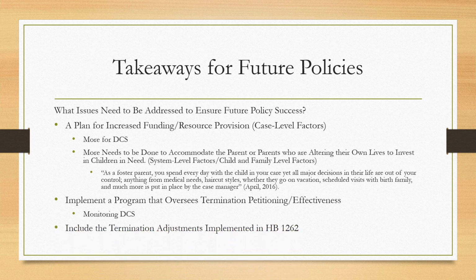And then lastly, future policies should include termination adjustments implemented in House Bill 1262. I really liked the termination idea and the increased accessibility for termination, because I see that would result in more children getting out of bad situations with their biological family. So I feel like this is a really good idea from House Bill 1262 that should be implemented in future policies to make termination more accessible to more caring adults who are involved in the children's lives.